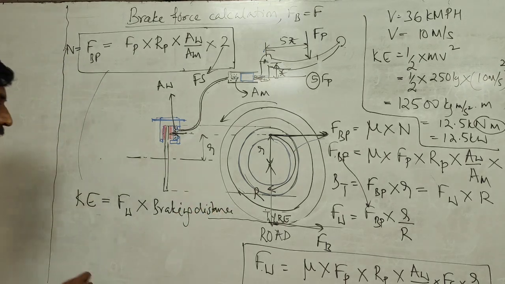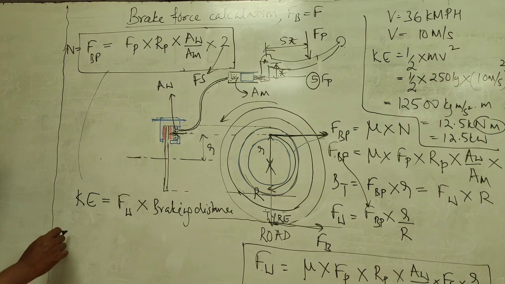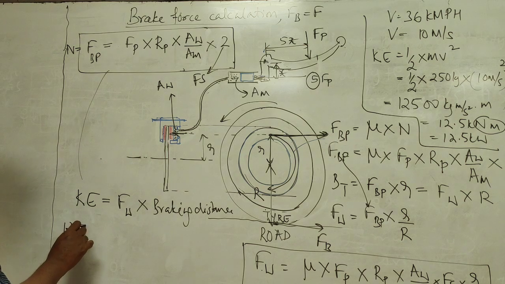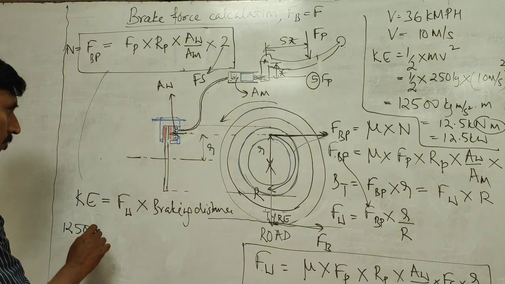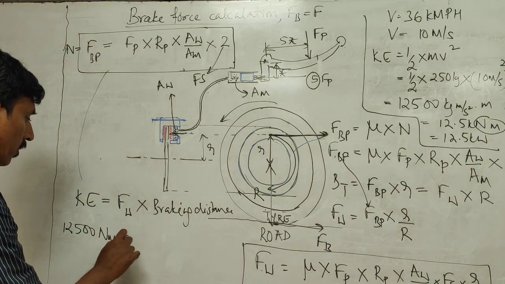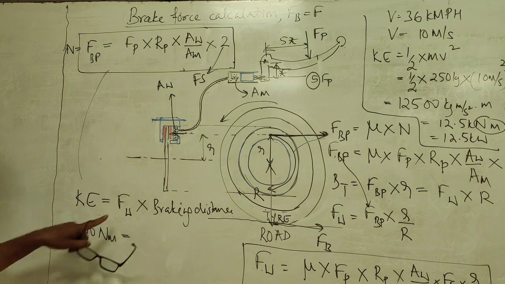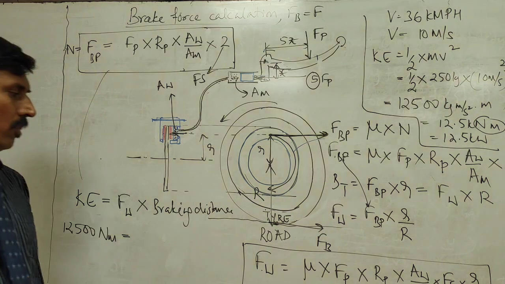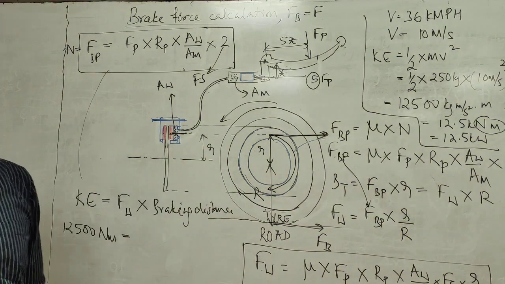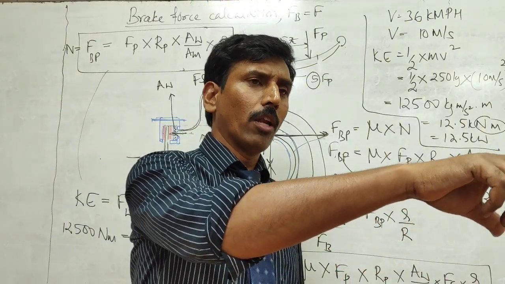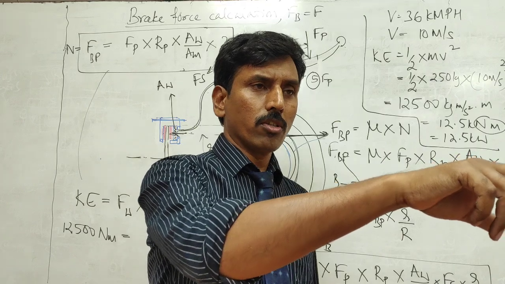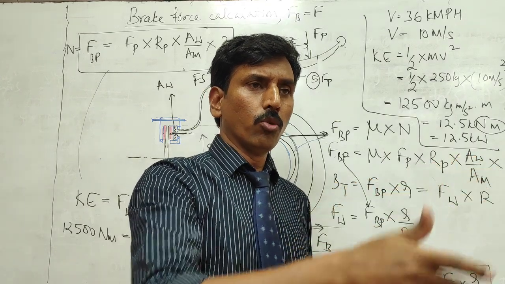So in this way, right now I have got the braking force, the kinetic energy, which is 12500 Newton meter, equal to Fw. Suppose now, in a bike, what is the force that you will apply with your fingers? Is it actually 1 kg or 2 kg or what?